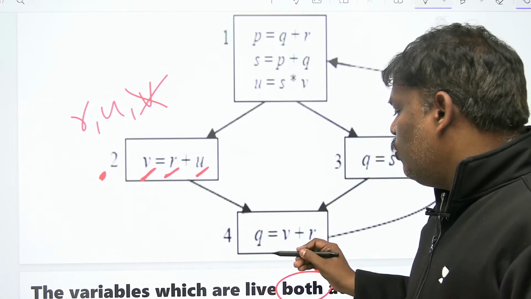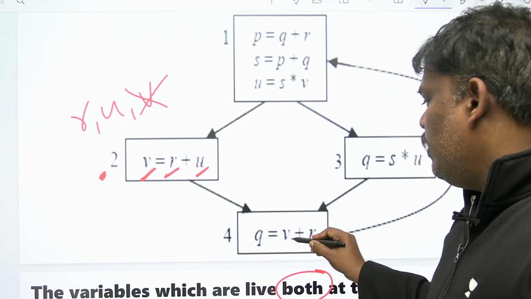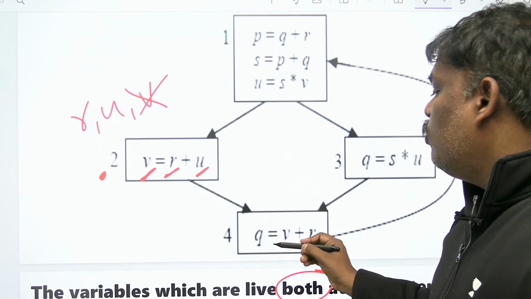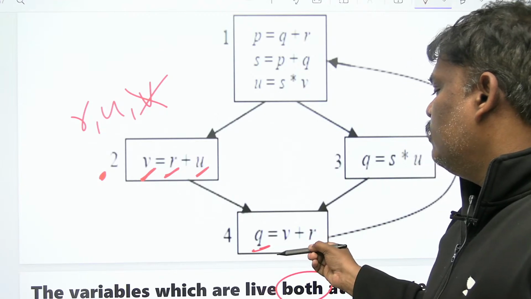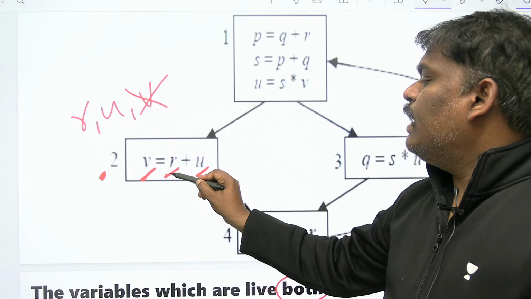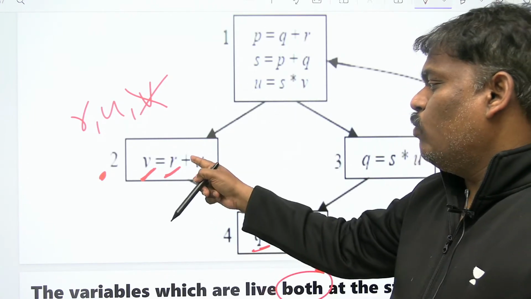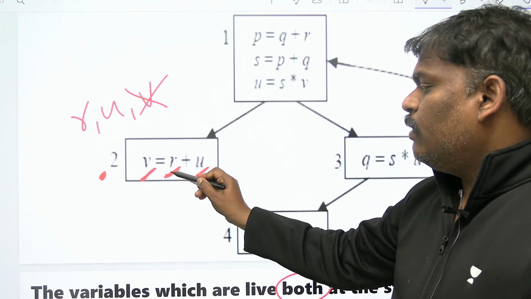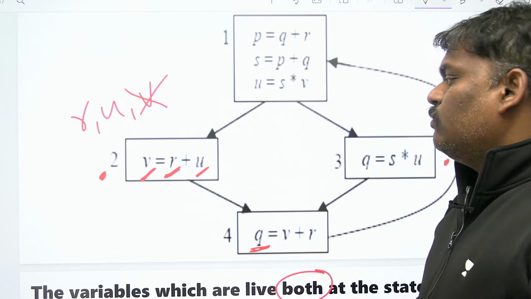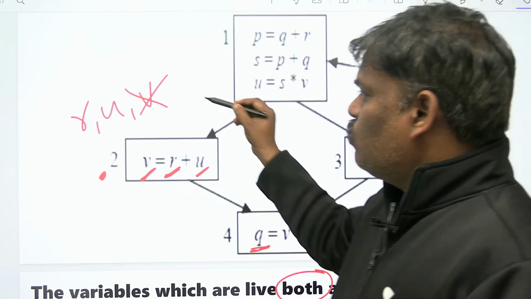Next one. What about Q? V is already dead, that is okay. What about Q? Q is dead. At this place, listen everyone, if I want to check whether Q is live or not, first of all, no one is using Q here. Q is not used here either, and Q is changed also. Before changing, you have to use it, but no one is using it. So Q is not live.